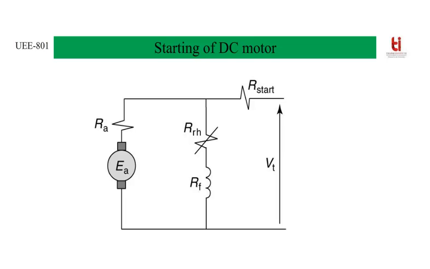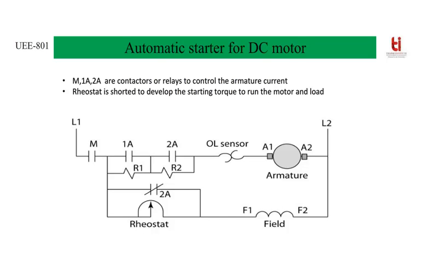Now we will see how contactors are useful in starting these DC motors. Let's take an example of an automatic starter for a DC shunt motor. Here initially the armature current is controlled by energizing the contactors. So there are 4 contactors used in the circuit: M, 1A, 2A and 2A just above the rheostat. At the time of starting, contactor M and contactor 2A just above the rheostat are energized. Then current will take the path L1, M, R1, R2, overload sensor, A1, A2 back to L2.